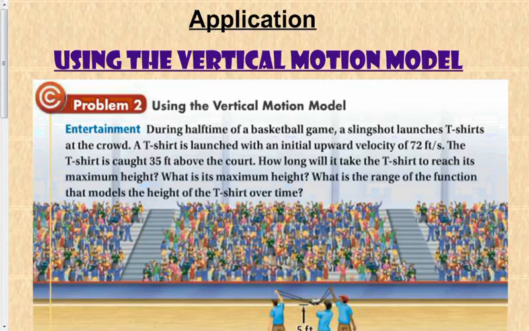During halftime of a basketball game, a slingshot launches t-shirts at the crowd. A t-shirt is launched with an initial upward velocity of 72 feet per second. The t-shirt is caught 35 feet above the ground. How long will it take the t-shirt to reach its maximum height? What about the minimum height? And what's the range of the function that models the height of the t-shirt over time?